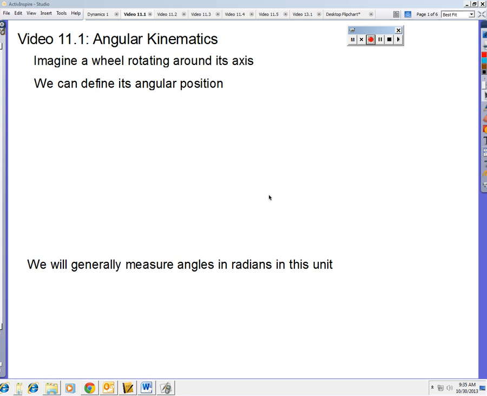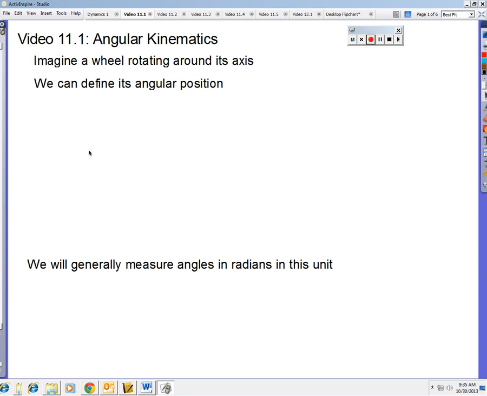Okay, welcome to video 11.1. We're starting our unit on rotational dynamics. And we're going to start rotational dynamics the same way we started linear dynamics, talking about kinematics and motion. But instead of having things moving in straight lines, now we're having things spinning in circles.